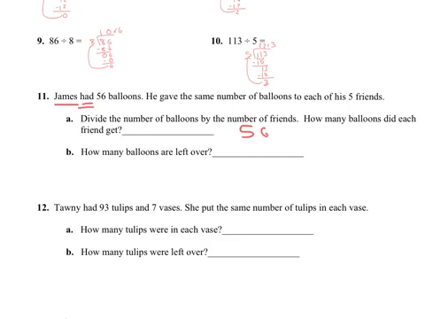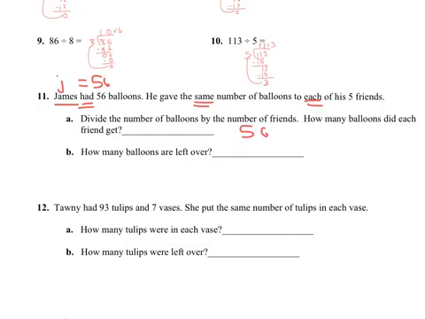Whenever it says James had, you could rewrite this as an algebraic expression as James had 56 balloons. And then it says how many balloons did each friend get. So the second sentence says he gave the same amount to each. So whenever you see those words same and each, that's going to signal that you're going to be doing division at some point in the story problem.